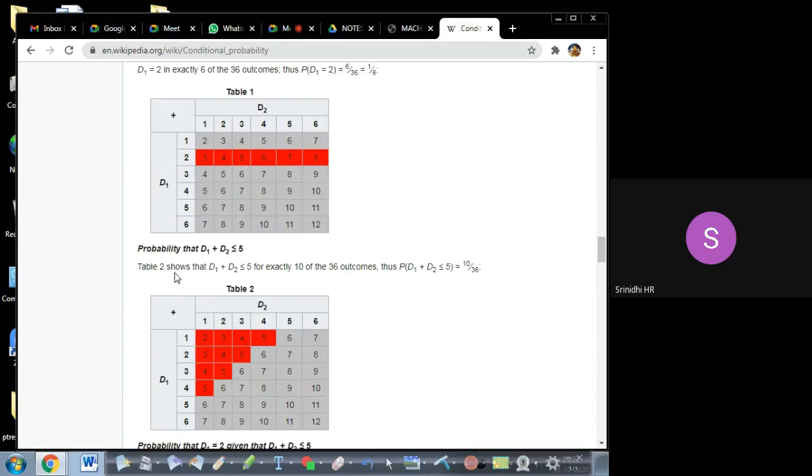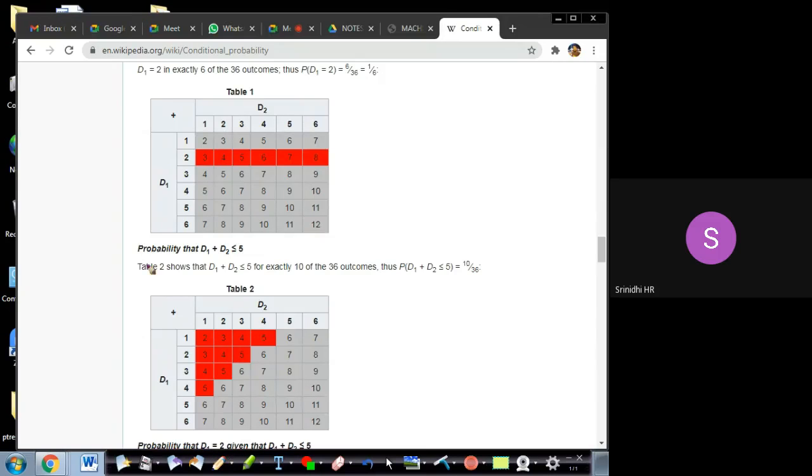Next, what is he telling? Please look here. Table 2 shows d1 plus d2 which is less than or equal to 5. I want all the values which are less than or equal to 5. d1 is here, d2 is here. If you sum this, my value should be less than or equal to 5. 1 plus 1 is 2, here it is 3, 4, 5. I cannot go for 6, so I'll stop here. In the next row, 2 plus 1 is 3, 4, 5. I cannot go for 6. Here it is 4 and 5. Here it is 4.